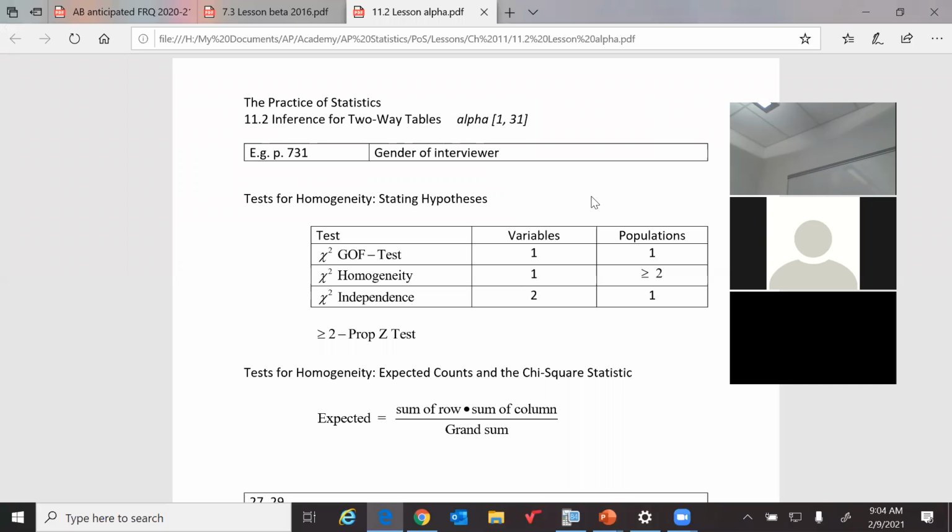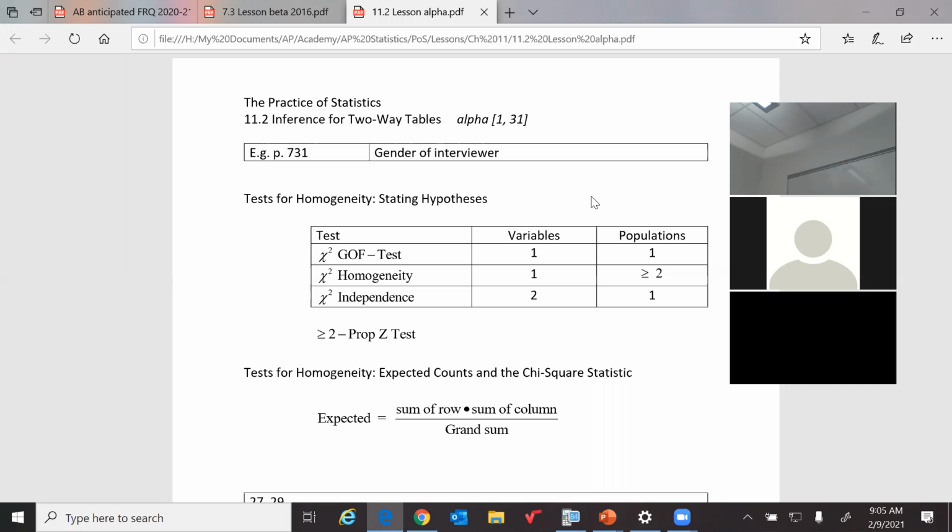So what do we got? We got a chi-square goodness of fit test. That was 11.1. Homogeneity and independence are 11.2. The difference between them is how many populations versus how many variables you had. We will get to that. I'm not really worried about that now. But this is what I'm concerned about.